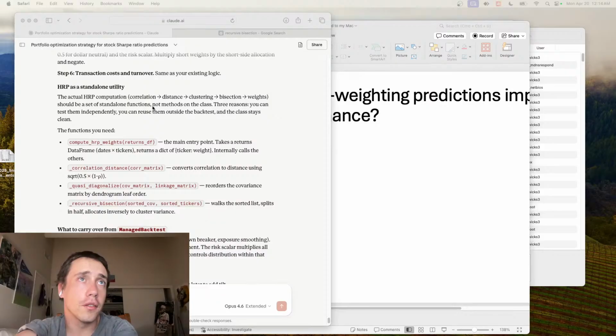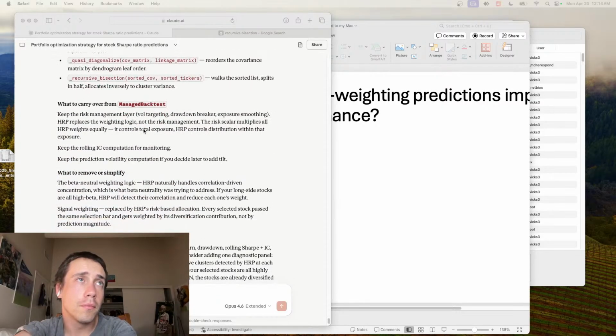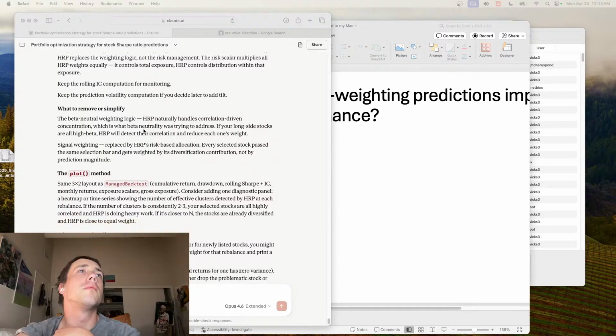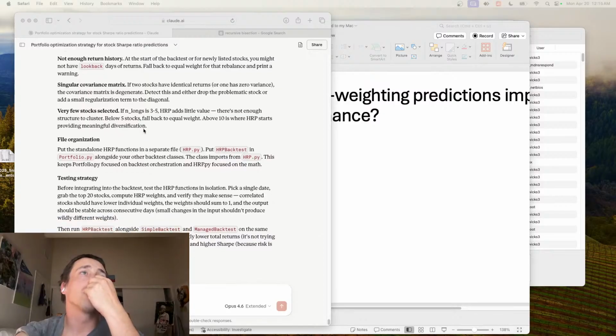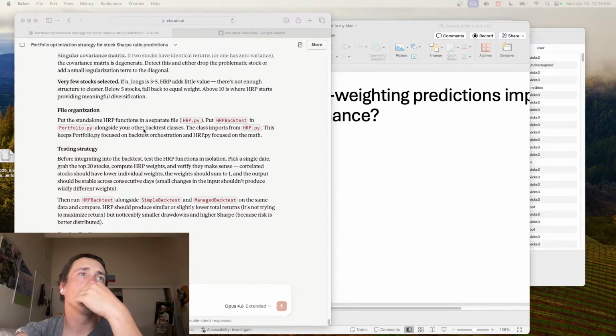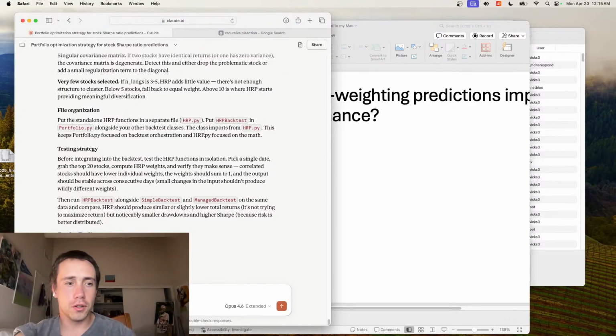They should be a set of standalone functions, not methods on the class. Three reasons: you can test them independently, you can reuse them. Okay, so first, write the file.